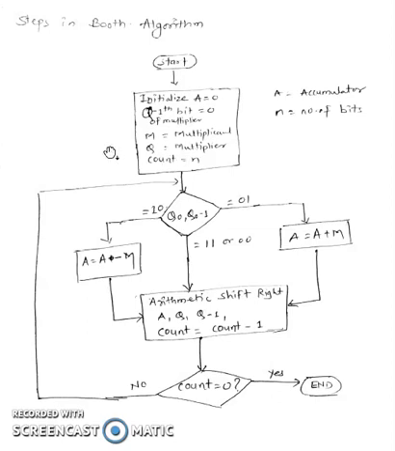Hello, this is the second part of Booth algorithm, where we have to discuss the actual algorithm steps. To understand this algorithm, we first see the flowchart of this algorithm. The flowchart is very simple. First we have to make start and then we have to initialize some values.